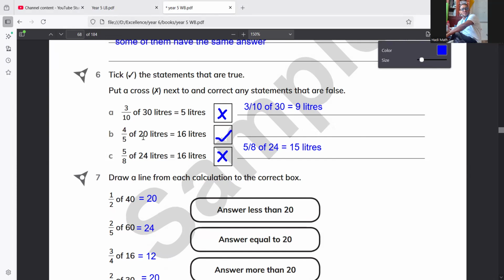Let's go to the next question. Let's say 4 over 5 of 20 liters is equal to 16 liters. We divide 20 by 5, which is equal to 4, and 4 multiplied by 4 is equal to 16. So 16 liters, yes, that's correct.